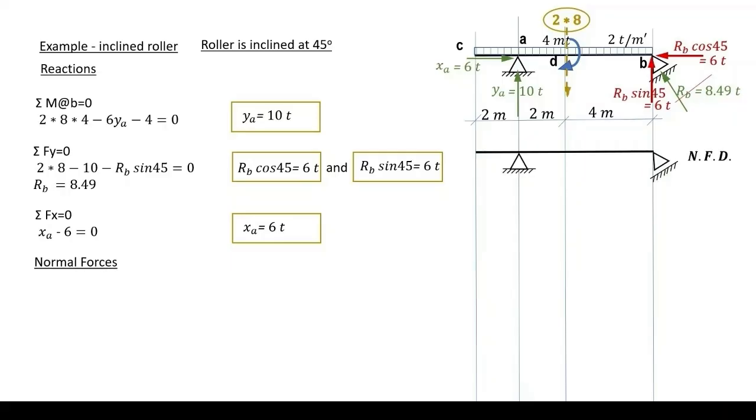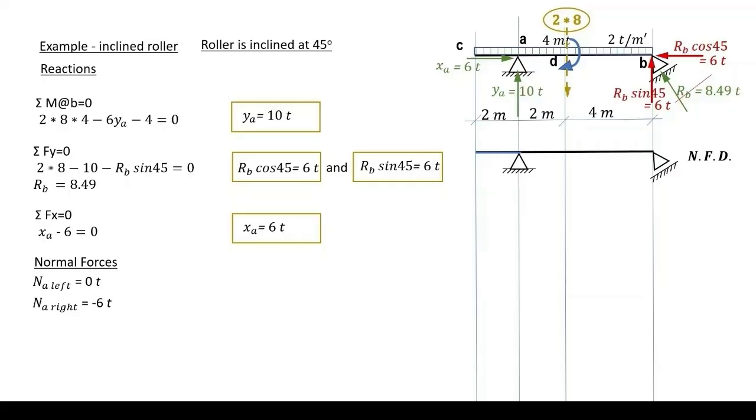Normal force. Please note that the normal force from C to A is 0 because this 6 tons is applied starting from A. So we have NA left equals 0 and NA right equals minus 6 tons.